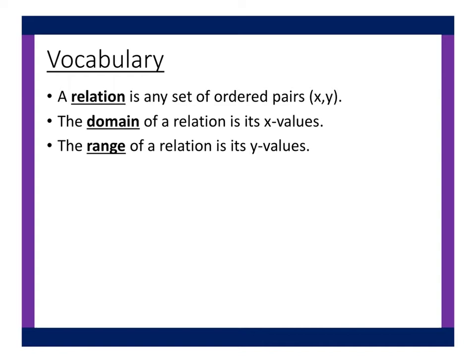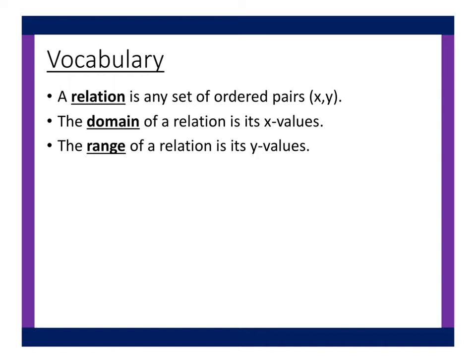The first word is relation. A relation in math is any set of ordered pairs, x comma y, that we have, because we can talk about a bunch of different points basically. Whatever is causing that x and y to go with each other, that's the relation between them.